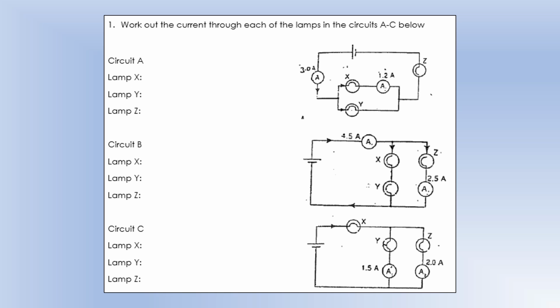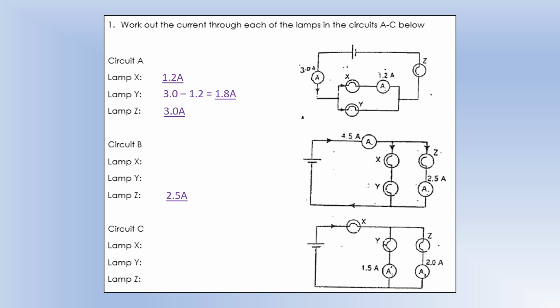So circuit A, X is in series with the ammeter, so X is going to have a current of 1.2, as there are no splits or junctions between X and the ammeter. Y is going to be, well, we know it's 3 going into the junction, 1.2 goes one way, so 1.8 must go the other way, and Z, those two currents are joined back together, so it's going to go back to 3 amps.